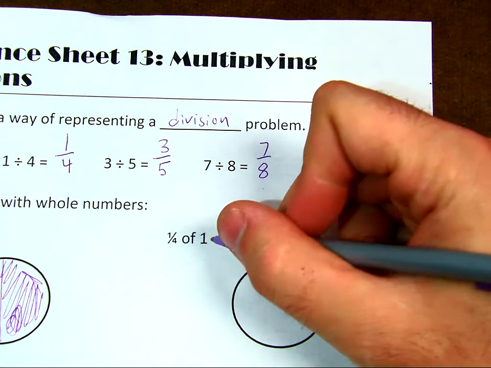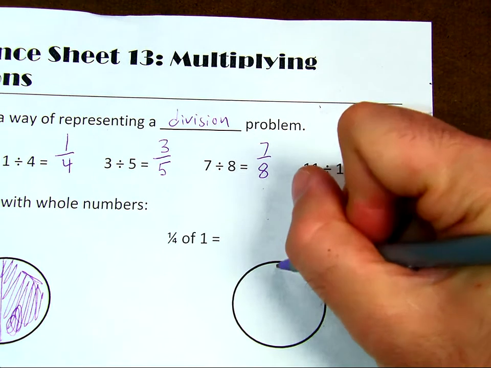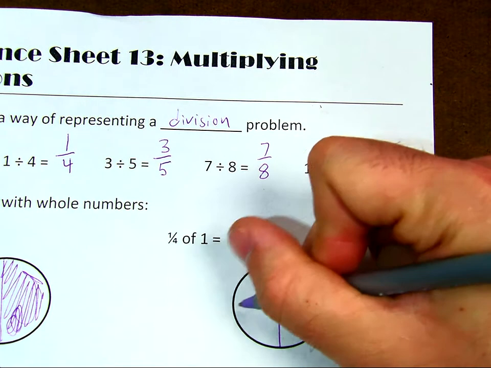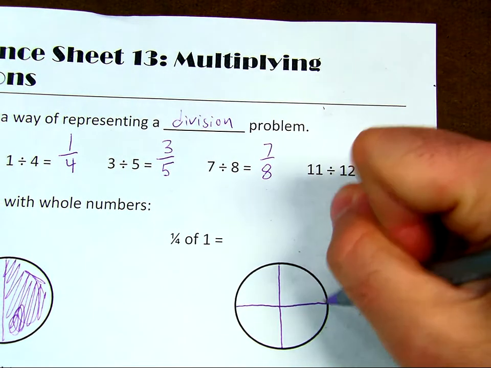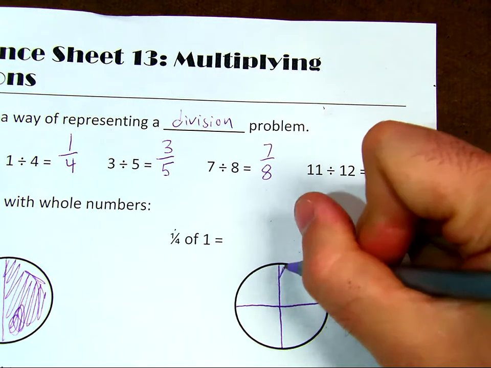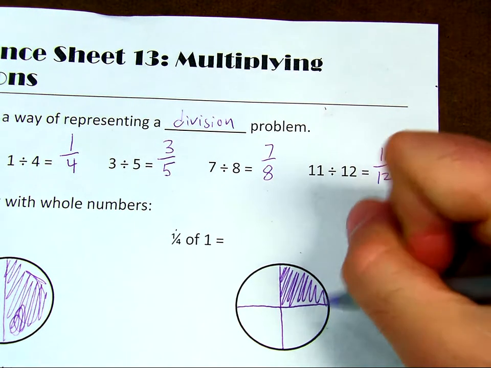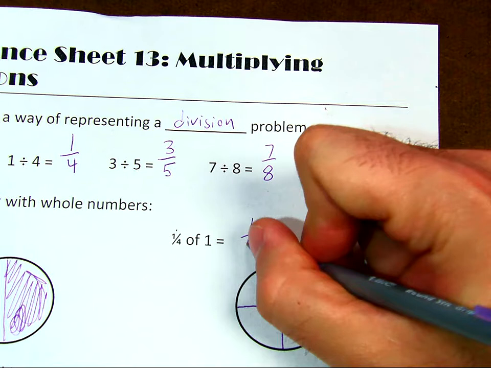If I have 1/4 of 1, that means if I have this whole, I have 1, I'm going to divide it into 4 pieces. I have 1 of those 4 pieces. That's 1/4 of 1 is 1/4.